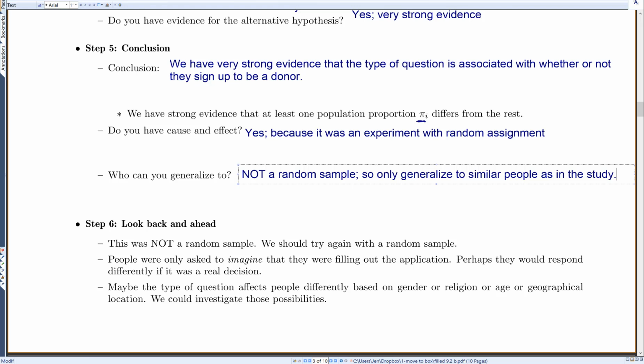Like maybe it's really easy to say, yes, I'll be a donor if you don't actually have to be a donor. Or maybe the type of question affects people differently based on gender or religion or age or geographical location. We can investigate those possibilities. Those will all be ideas for future research.